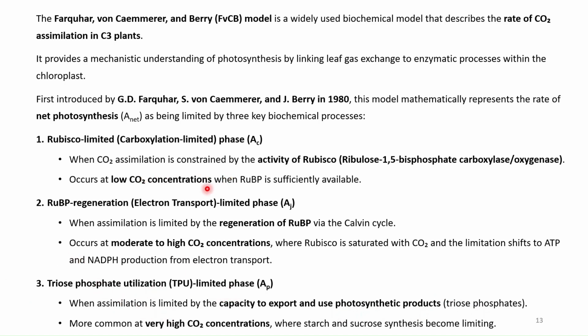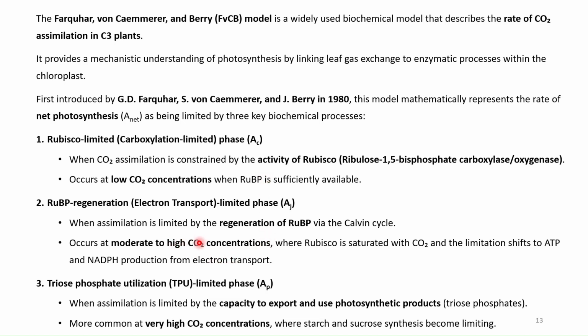Now, the conditions during which these limitations occur: the Rubisco limitation occurs when there is low carbon dioxide concentration and RuBP is sufficiently available. RuBP will not have enough carbon dioxide for the reaction to occur. So Rubisco is limiting because the carbon dioxide concentration is low, and in place of that, photorespiration will probably occur because of the low concentration of carbon dioxide molecules. In this case, we say Rubisco is limiting the assimilation rate.